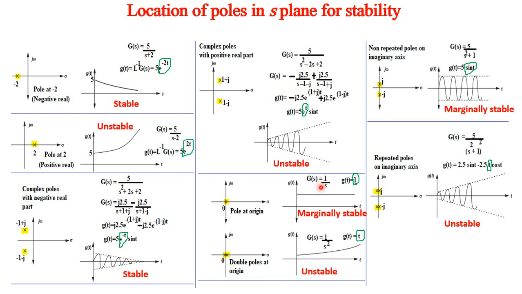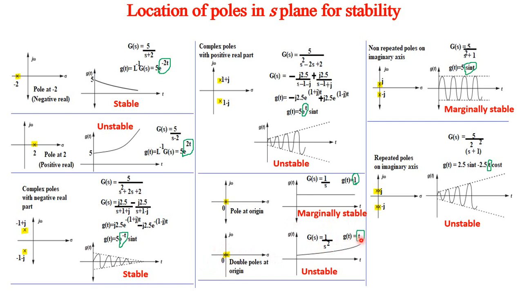Suppose the system input is 1 by s, meaning C of s would have become 1 by s square. In that case, it is going to be unstable like this. So therefore, we can take this response as marginally stable response. Suppose we have double poles at origin, then 1 by s square. So poles are at origin and duplicated, multiple poles, and we have s square term.